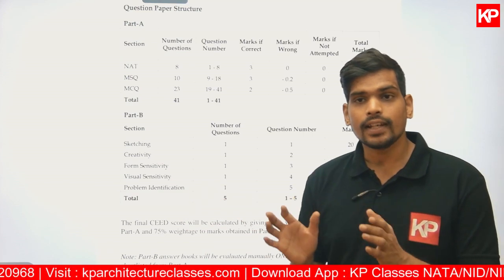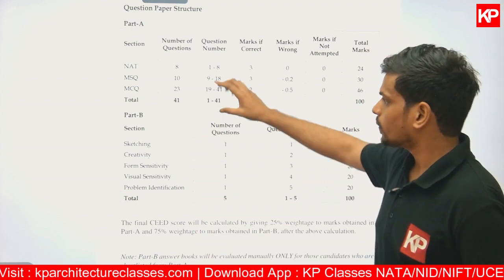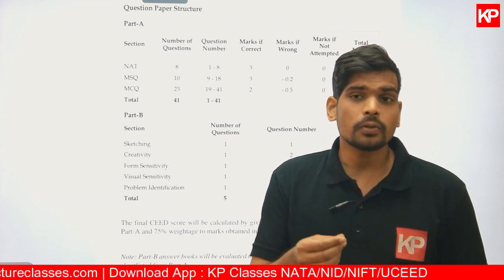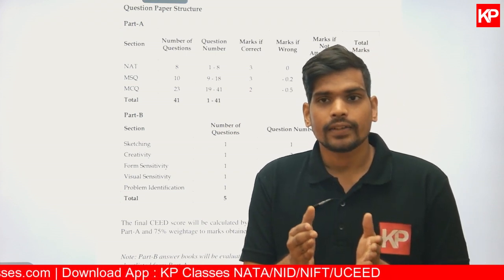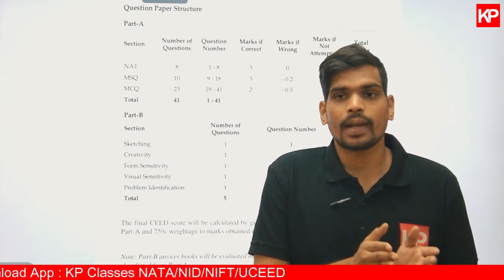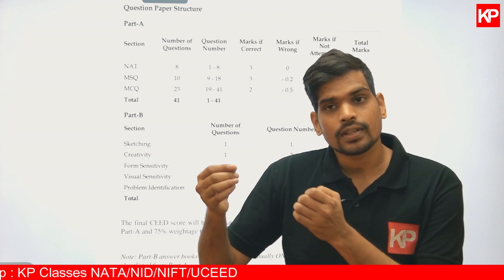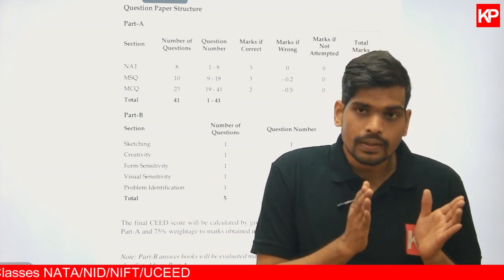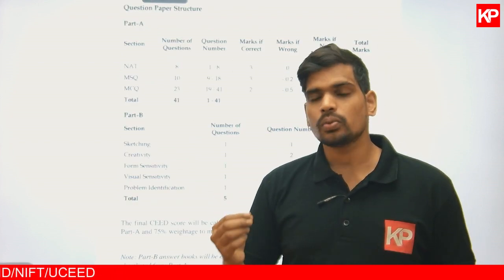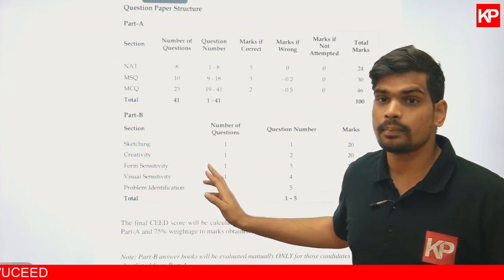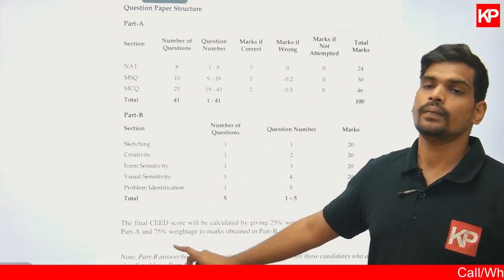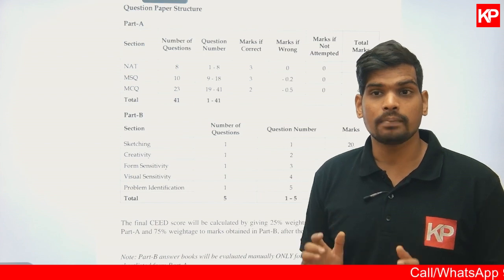Now, for the final CEED score, it is very important to understand that part A is qualifying. It is important to qualify. Only if you qualify part A, your sketching solutions of part B will be checked. So if you're not able to score a qualifying mark in part A, your part B questions will not even be checked. So point number one for the CEED examination is to qualify part A. Point number two is to get a good score in part B, because in the final score, part A will have only 25% of the weightage, whereas part B will have maximum 75% weightage.